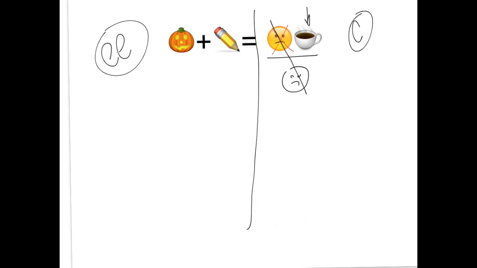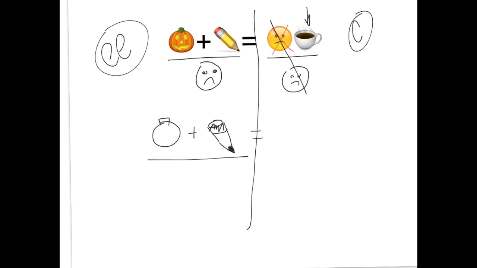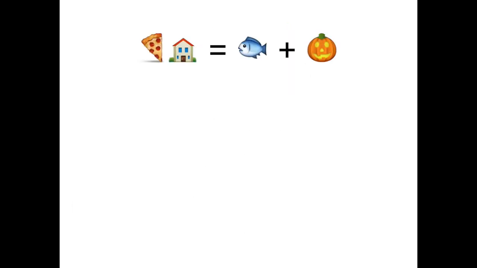But if I divide by frowny face on one side, I have to divide by frowny face on the other. Notice both pumpkin and pencil got divided by frowny face. That gives me the answer pumpkin plus pencil. Pencils are hard to draw. Divided by frowny face equals cup of coffee. Yay! You try one.